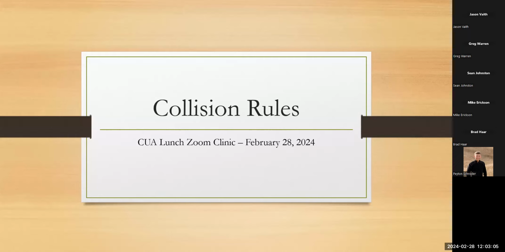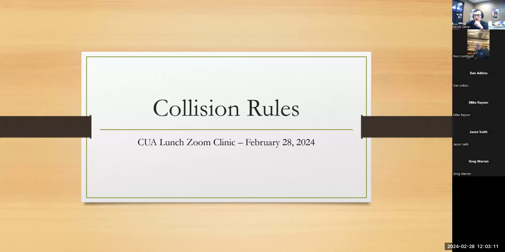And we're here to talk about collision rules. Sometimes you're going to hear collision rules referred to as malicious contact plays, but most rulebooks call them collision rules.